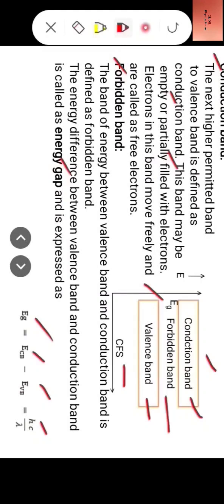I repeat, Eg, that is energy gap, is equal to energy of conduction band minus energy of valence band, and it is equal to hc by lambda, where h is Planck's constant and lambda is the wavelength of light emitted when an electron jumps from conduction band to valence band. Okay.